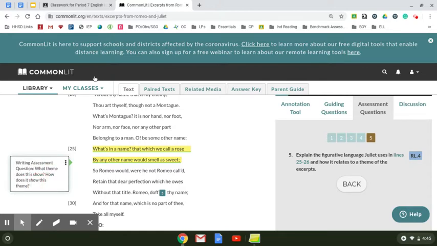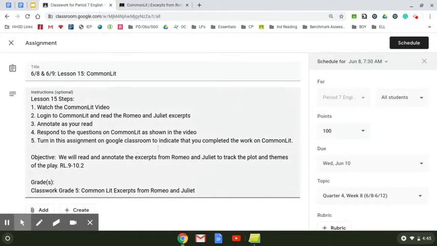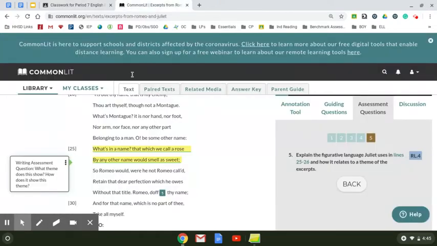And then once you're finished, it asks you to please turn it in on Google Classroom so that I know that you're done with that assignment and Ms. Rudder knows that you're done with that assignment.